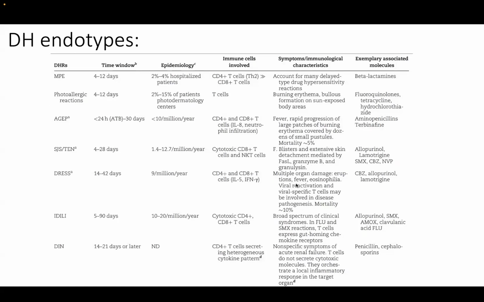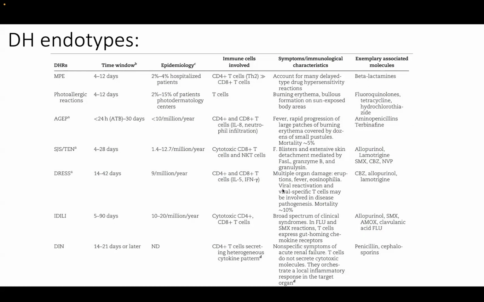How about DRESS? DRESS usually has multiple organ damage. It's not only skin limited. And the eruptions the patient has could be macular, maculopapular, but commonly are diffuse. They are not localized, they are diffuse. And the patient usually has fever, eosinophilia, and the patient might have viral reactivation. So you have to screen your patient for viral reactivation, like herpes viruses, including human herpes virus 6 or 7.